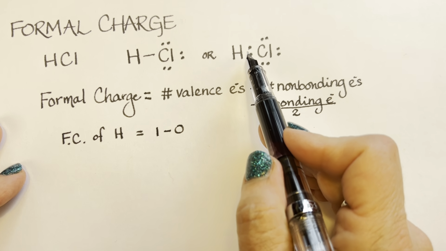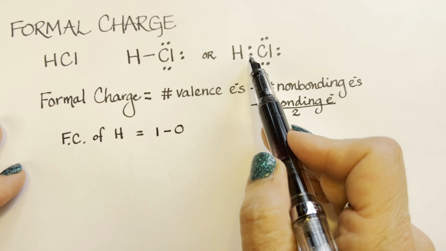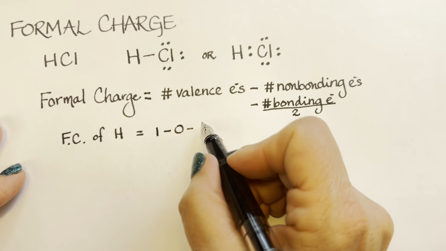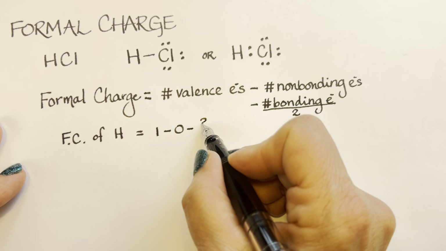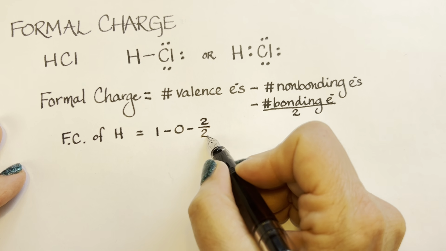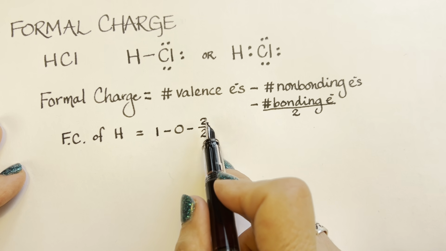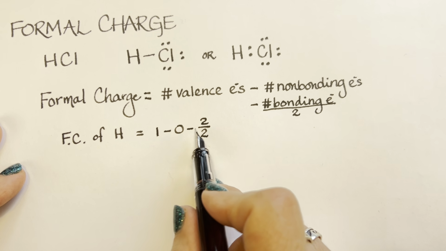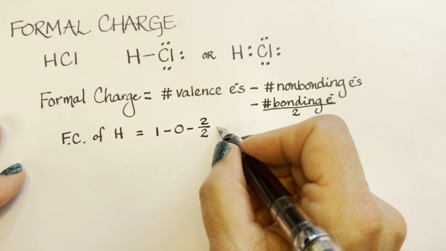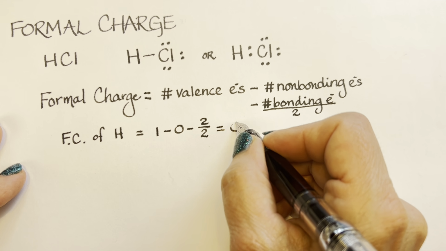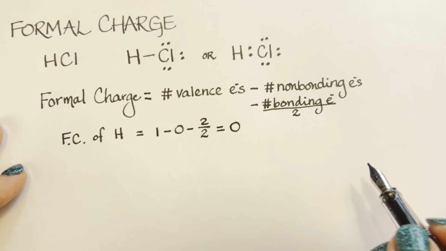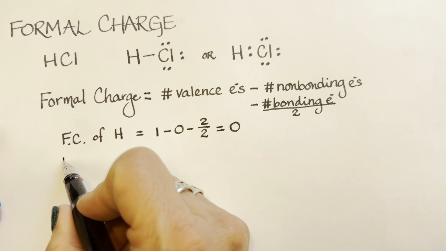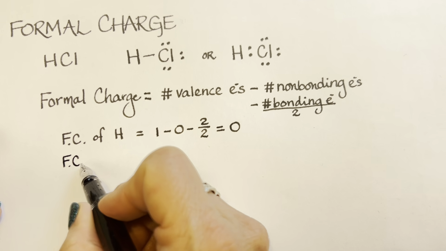Okay, there are 2 bonding electrons in this bond, right? So we will subtract out 2 divided by 2. This is, of course, 1. 2 over 2 is 1. So we end up with 1 minus 1. Formal charge of hydrogen is 0. Okay. What about the chlorine? Formal charge of chlorine.